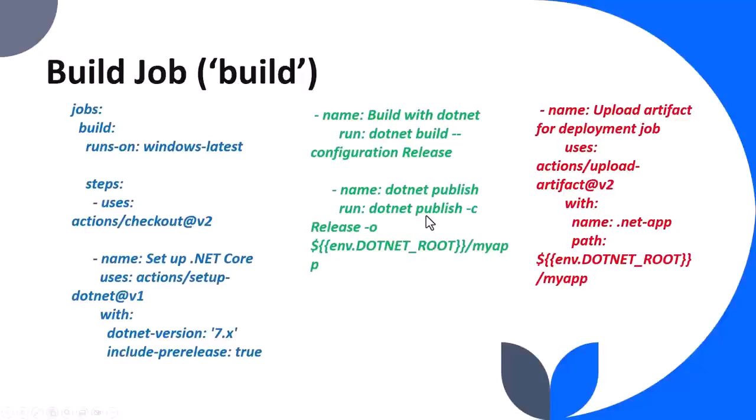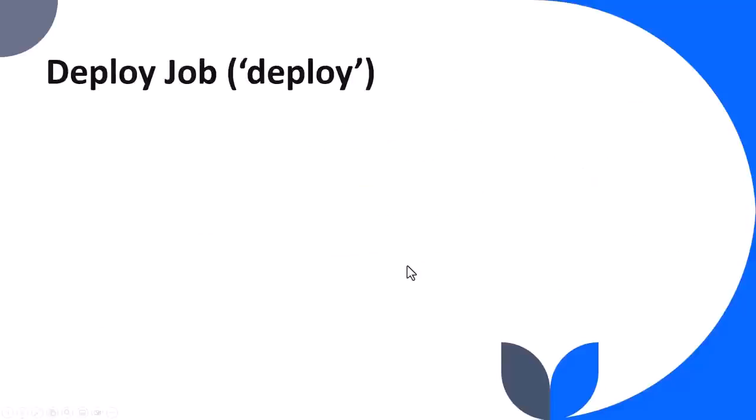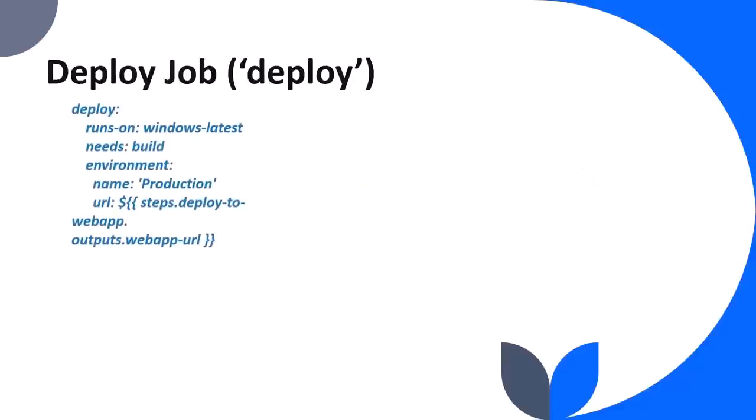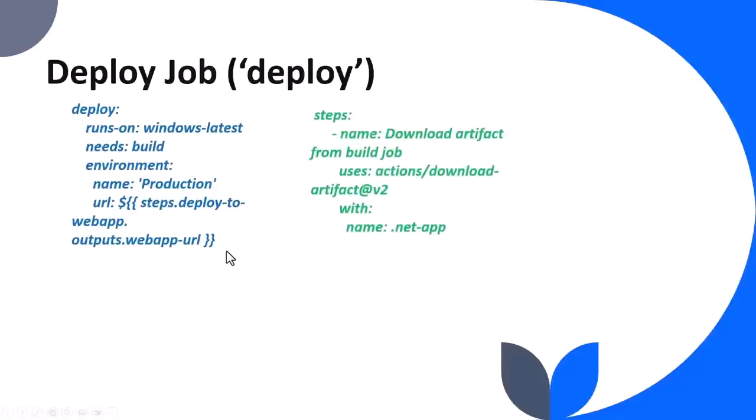So it publishes the app to a specific directory, and then upload artifact. It uploads the published app for later use in the deployment job. Finally, the deploy job. In the deploy job, there is download artifact. So it downloads the published app produced by the build job.